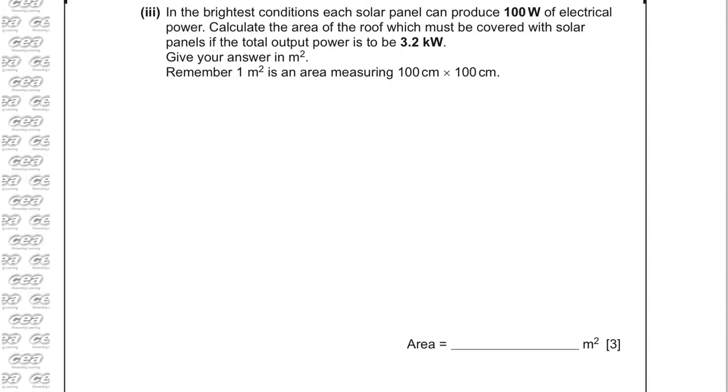In the brightest conditions, each solar panel can produce 100 watts of electrical power. So calculate the area of the roof which must be covered with solar panels to produce a power of 3.2 kilowatts, and give your answer in meters squared. Remember, 1 meter squared is an area of 100 centimeters times 100 centimeters. Okay, so we need 3.2 kilowatts, and we've got 100 watts per panel. So that means we're going to need 32 panels in total.